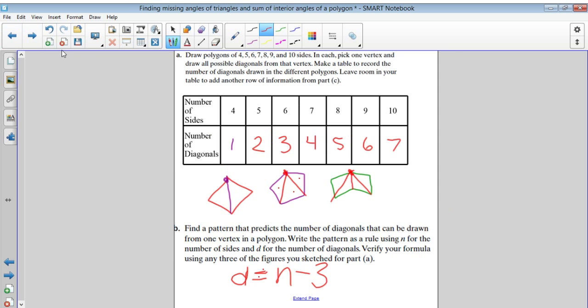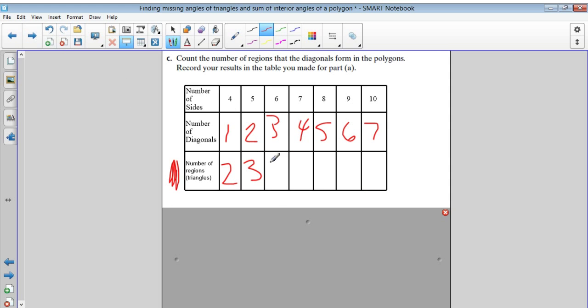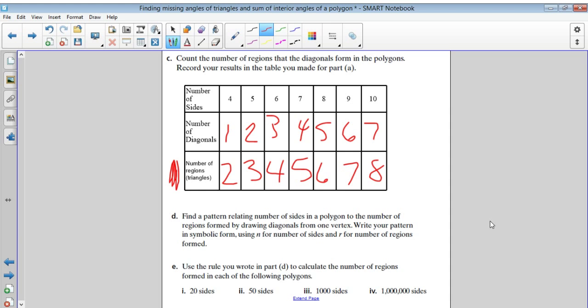When we have 6 sides, 1, 2, 3, 4, 5, 6, we have 1, 2, 3, 4 triangles. I'm sorry, that is for 6 sides, isn't it? 6 sides and 4 triangles. All right, here's the pattern again, right? You see it: 2, 3, 4. What do you think is going to be here? 5, 6, 7, 8.